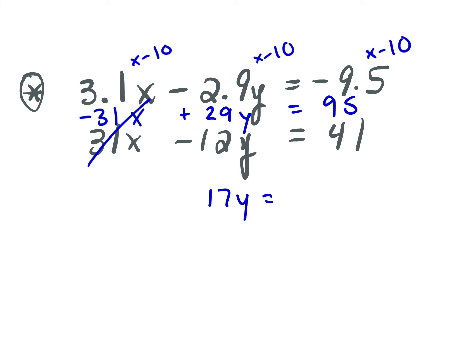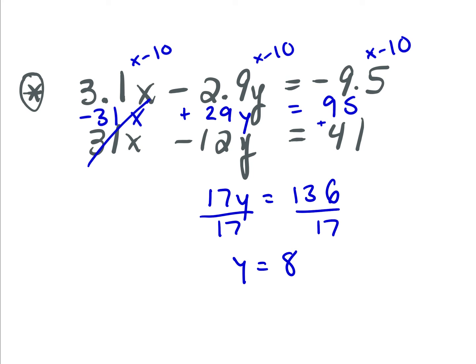We are adding. You are right. We're adding because they're both positive. So this should be 136. Does 17 go into 136? Probably not. Lucky. 8. Oh, that was so nice of her. So y is equal to 8.